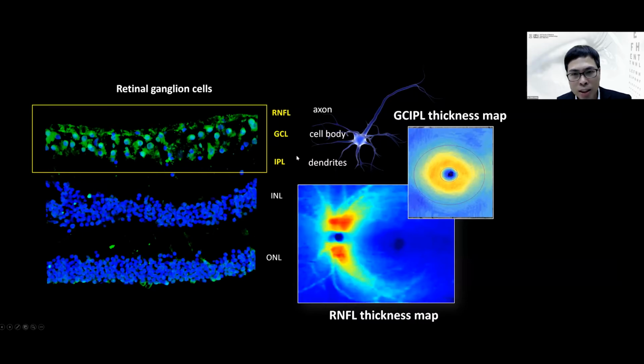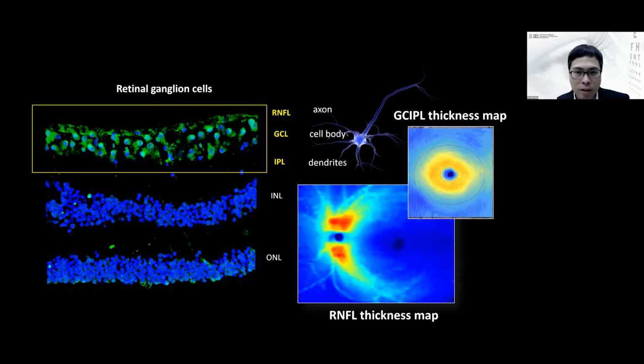We image the GCIPL of the macula because there are 5 to 6 layers of ganglion cells at the macula, which means we have a higher density of retinal ganglion cells over the macula compared with the regions outside the macula. And that's why we measure GCIPL thickness over the macula. The RNFL over the macula is relatively thin, but it is also important to study RNFL over the macula.